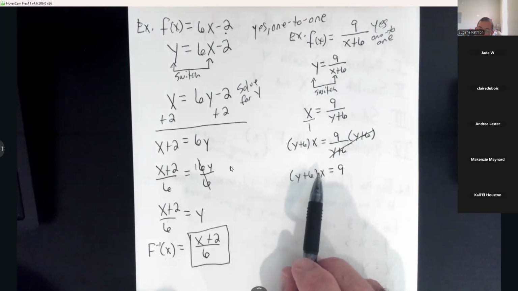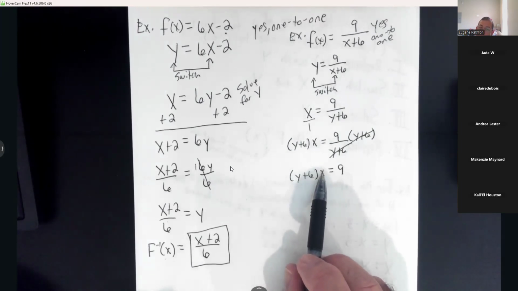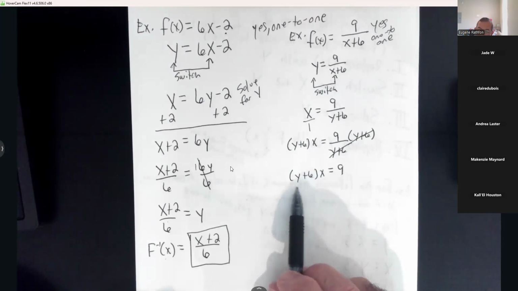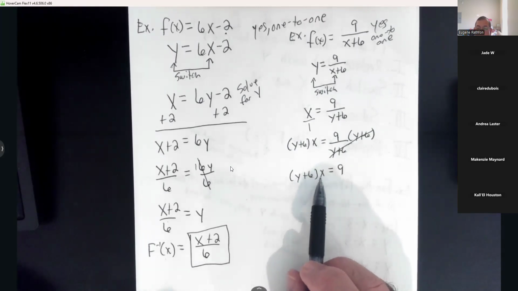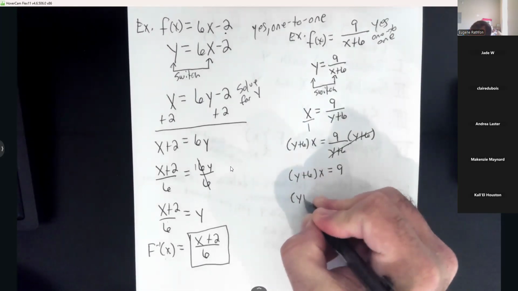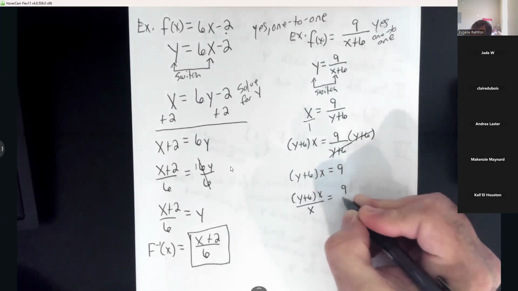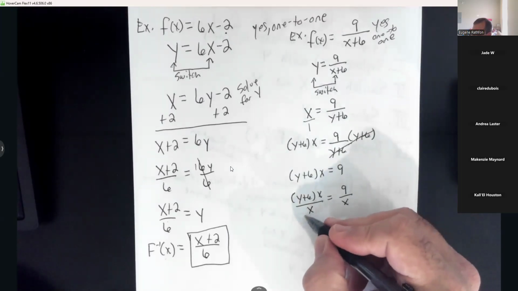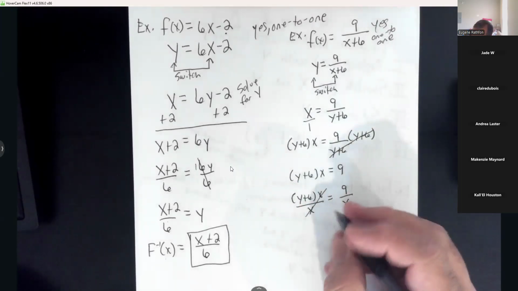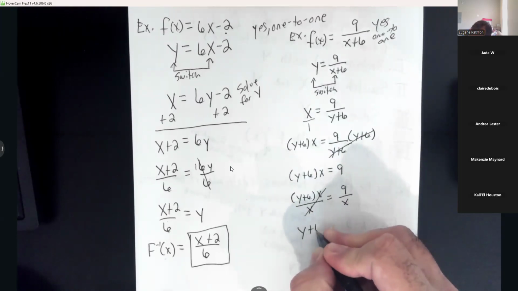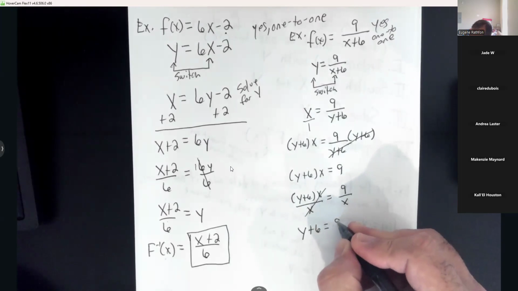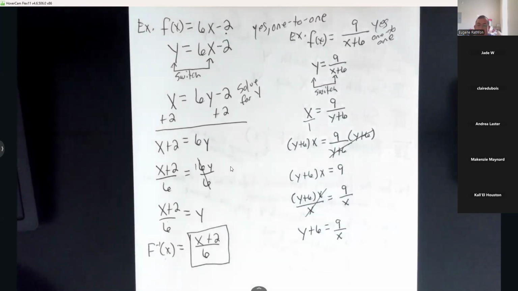Now, I'm not going to distribute that x because I'm solving for the y here. So to get this y plus 6 by itself, it's being multiplied by that x. I'm going to divide both sides by the x. So I'm going to have the y plus 6 times x divided by x equals 9 divided by x. Because this side, the x's cancel, and all that's left is the y plus 6. And this side will be the 9 over x.